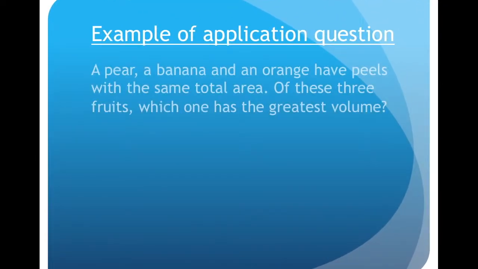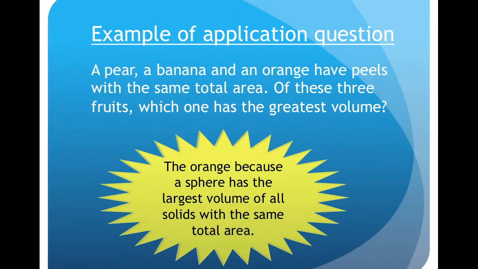Here's an example of a question that you might have to use this information for. A pear, a banana, and an orange have peels with the same total area. Of these 3 fruits, which one has the greatest volume? The orange, because a sphere has the largest volume of all solids with the same total area.